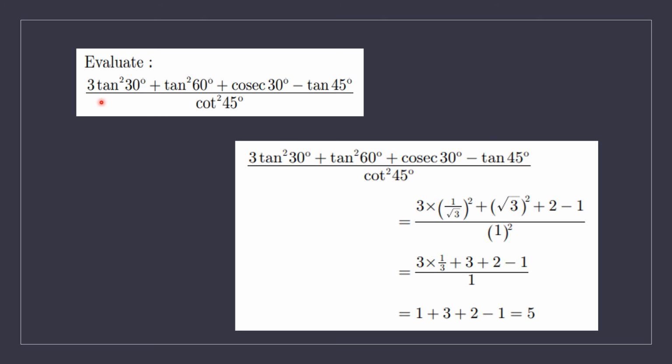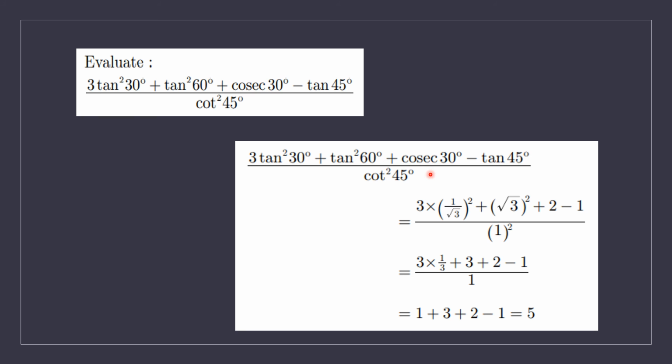Let's take the value what he has given. 3 tan square 30 degrees plus tan square 60 degrees plus cosecant 30 degrees minus tan 45 degrees by cot square 45 degrees, that is equal to 3 into tan square 30 degrees, means tan 30 degrees whole square. Tan 30 is 1 by root 3, that's why square of 1 by root 3, 1 by root 3 whole square, plus tan square 60 degrees, nothing but square of tan 60. Tan 60 degrees whole square, tan 60 is root 3 from the table, that's why root 3 whole square plus cosecant 30 degrees is 2.